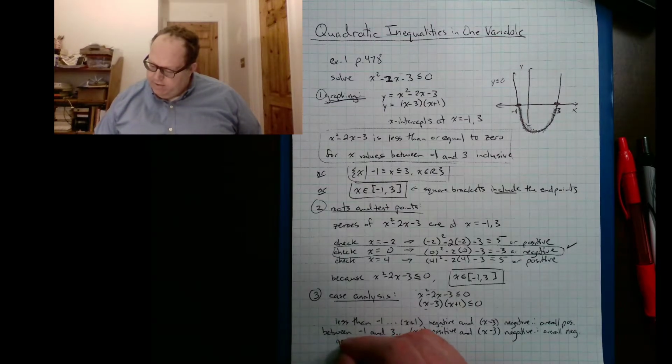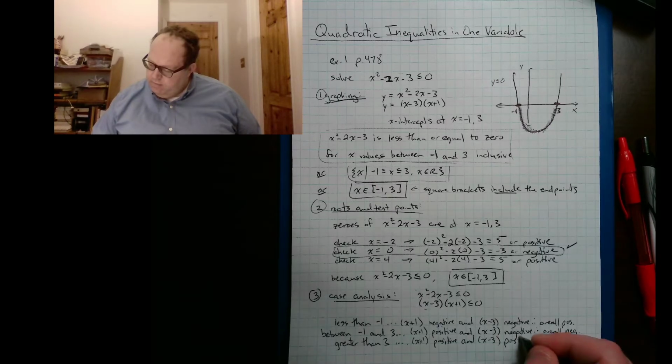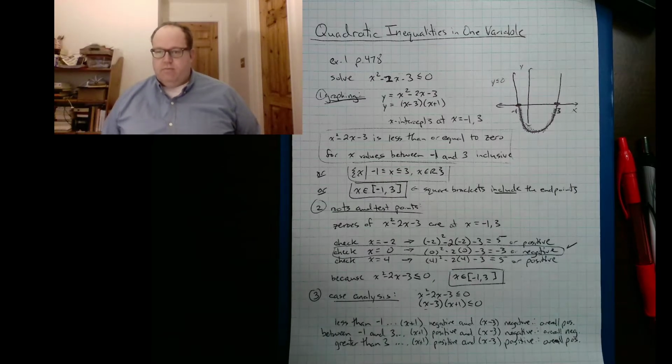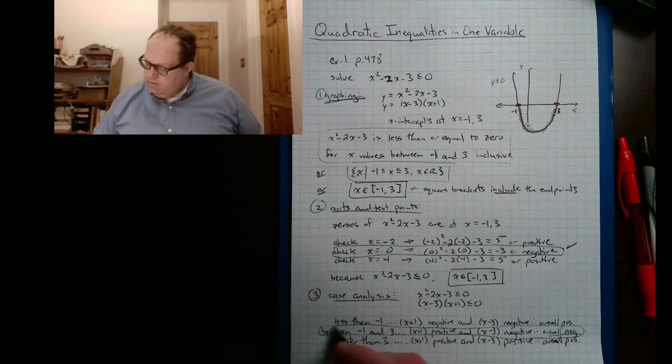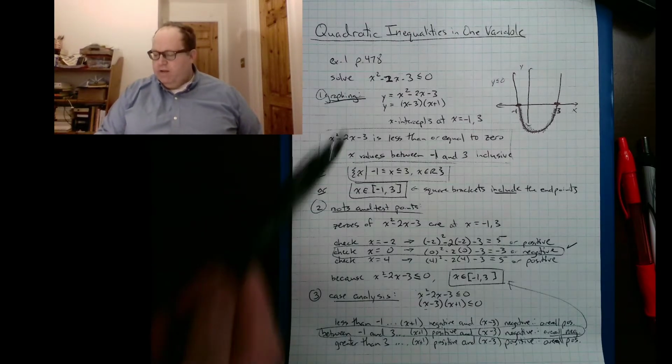And lastly, greater than 3, x plus 1 is positive, and x minus 3 is positive. Therefore, overall, it is positive. The overall negative is the only one I'm interested in in this case. That leads me to that same solution. So any of these will work.